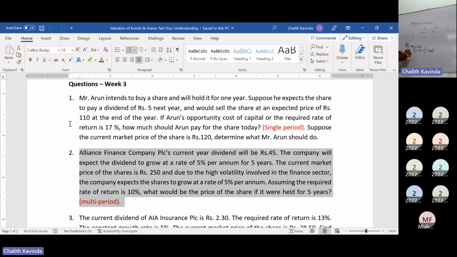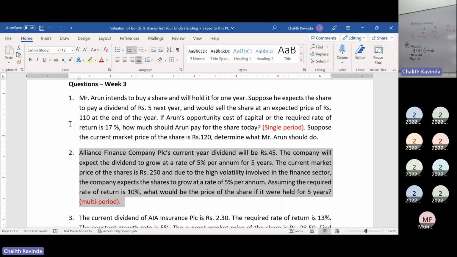The current market price of the share is 250 rupees, and due to the higher volume involved in the finance sector, the company expects the share to grow at 5% per annum. Right now, you know that market prices are fluctuating. So here it says the market price will be increased. Growth rate of the market price is 5% per annum.